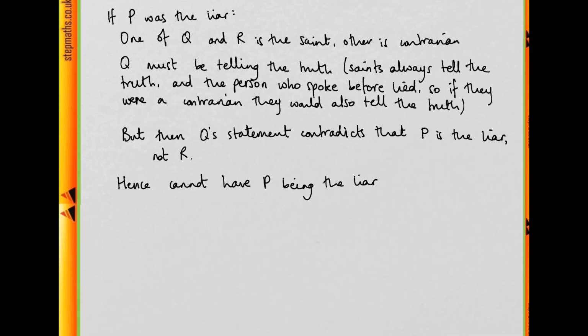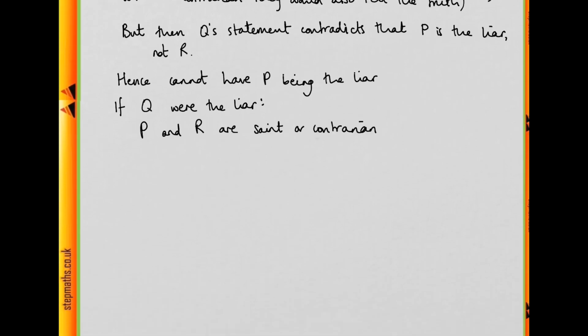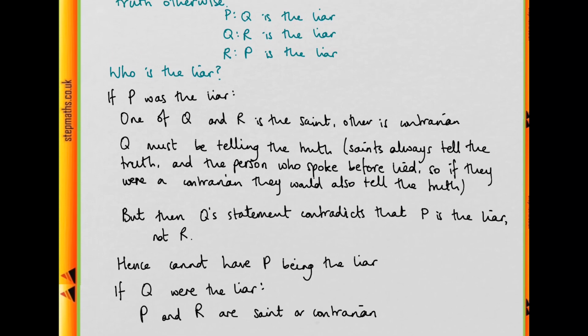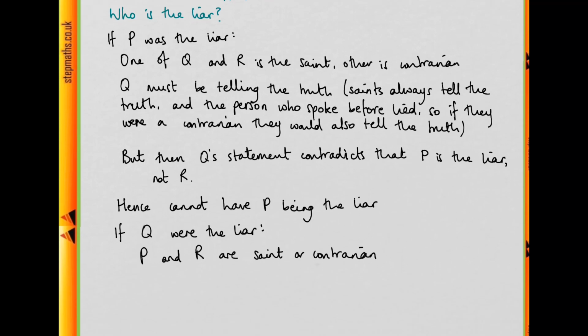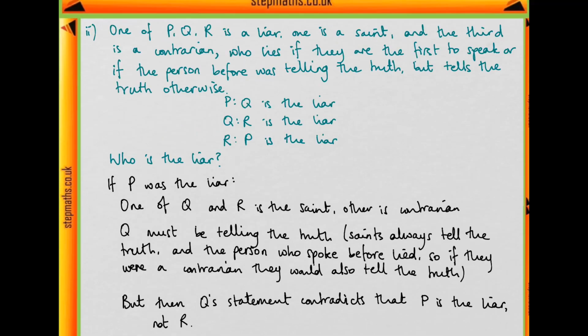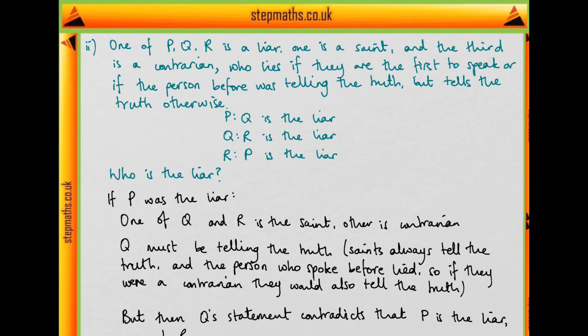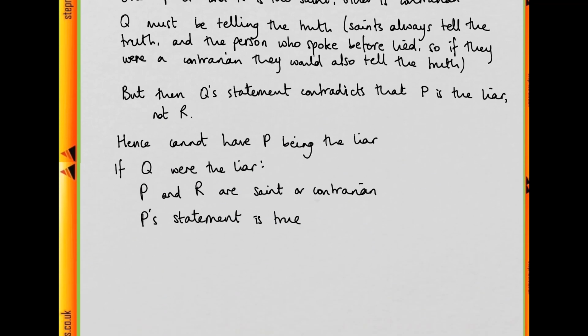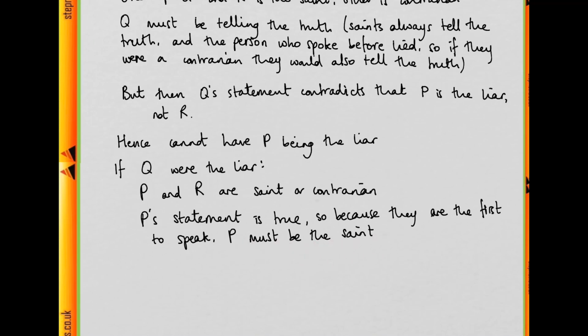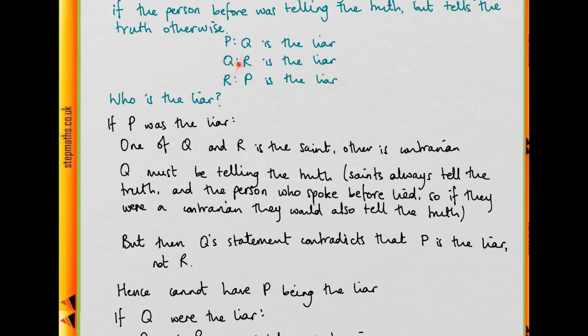Now how about if Q were the liar? Then one of P and R is a saint and the other is a contrarian. We also see that P's statement that Q is the liar is true. Because P spoke first, and contrarians lie if they are the first to speak, and P didn't lie, this must mean that P is the saint. And so R would have to be the contrarian, but the contrarian is speaking after Q, who is a liar. So if the person before lied, then R would have to do the opposite and tell the truth.